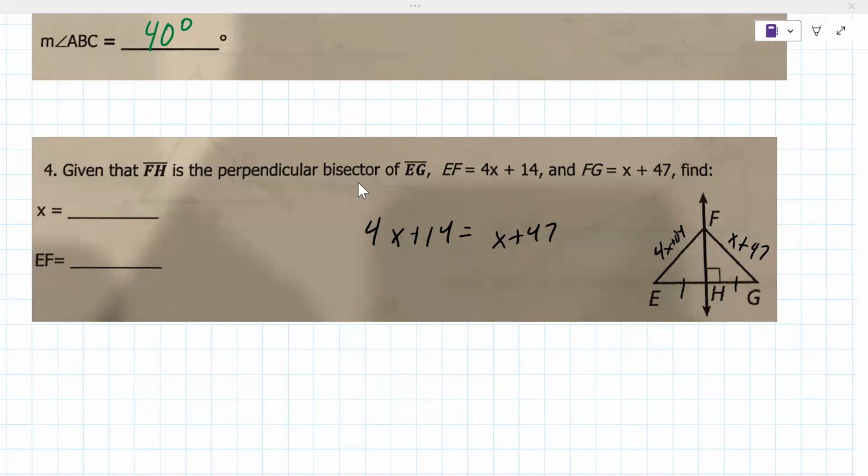Okay, x equals 3. Got a different number for x this time. Because you subtract x from both sides, subtract the 14 from both sides. So it should be 3x equals 33. Yeah. Okay. Wait, 11 and 11. Yeah, there you go. X is 11. So use that value and calculate E to F, please, which is the 4x plus 14. 58. Okay, very good. There's no units. Sometimes there's units. That's something to consider.